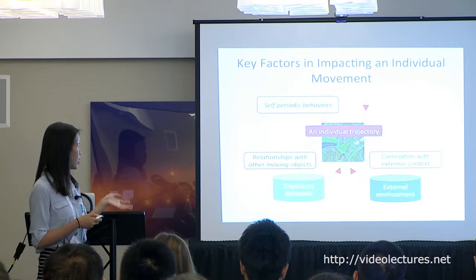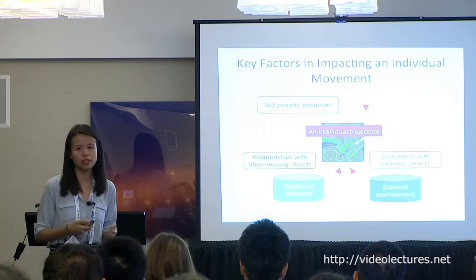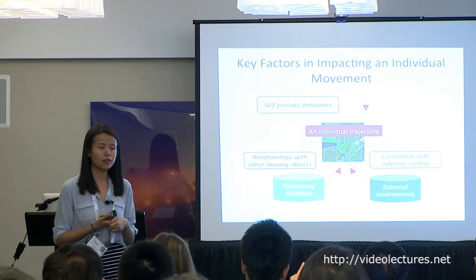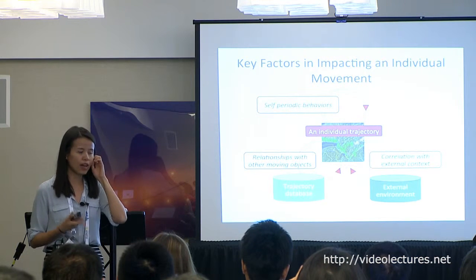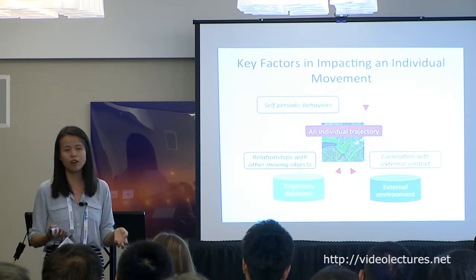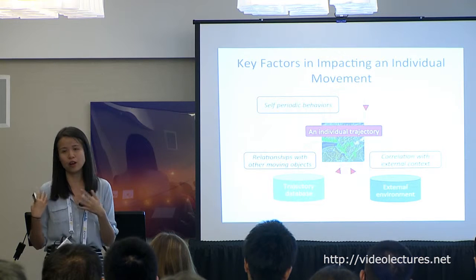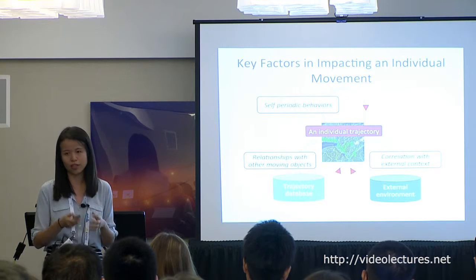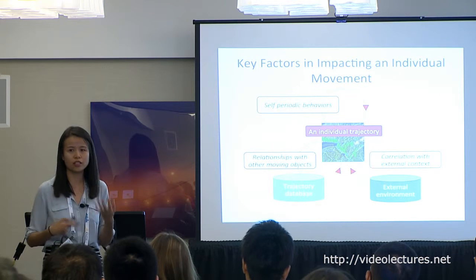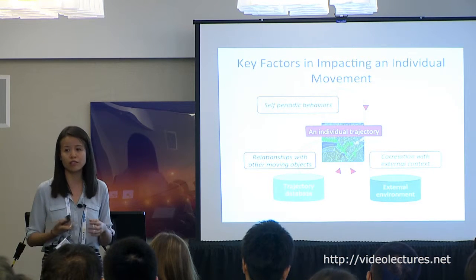Okay, but besides that, the other two key components are, first, your relationship with other people. For example, you hang out with friends for tonight's dinner because your friends are there, or you go back to your hometown to visit your family during the holidays because your family is there. So you make such movement because of the social interactions.